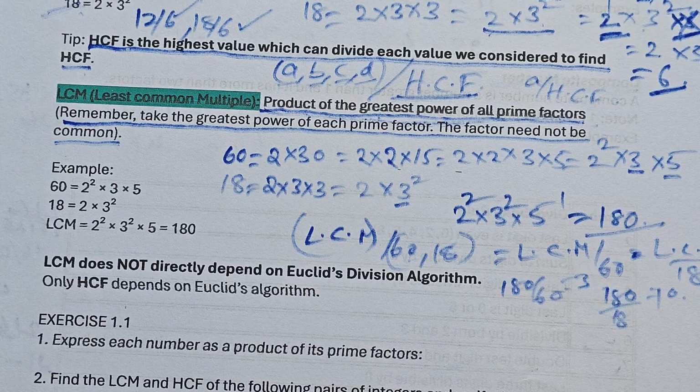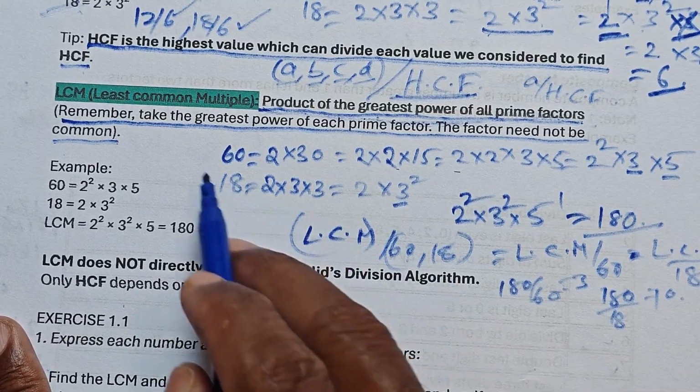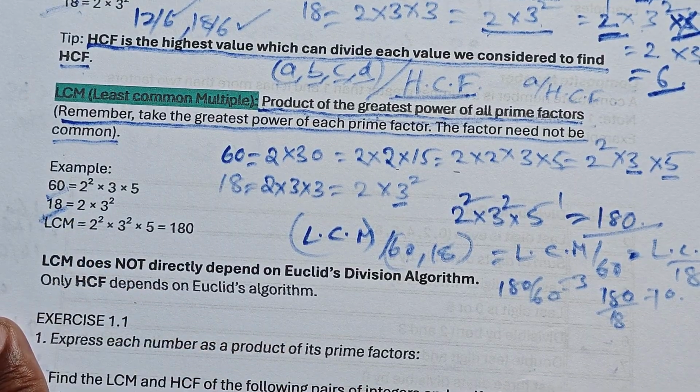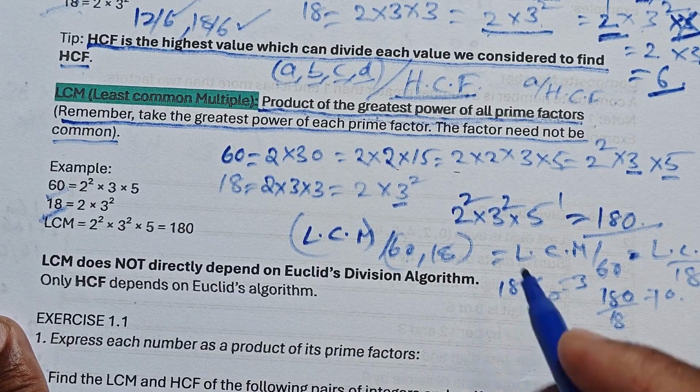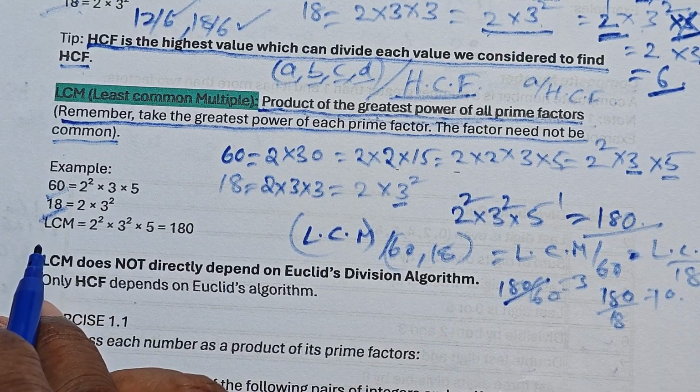In case of LCM, when you find the LCM, what actually is LCM? Least common multiple. That is the purpose of that. That means it is a multiple of the given values. Okay, don't get confused with this terminology. But least common multiple means these two can divide the value. The LCM value 180 by 60 is 3 and 180 by 18 is 10.